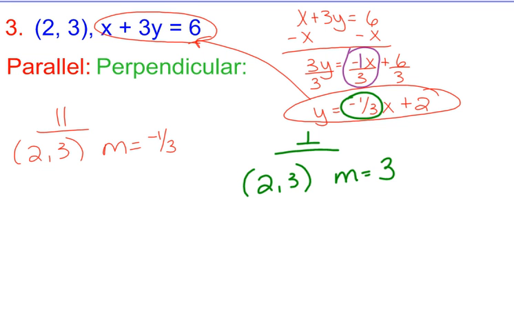So for the first one, your point slope form is y minus 3 equals negative 1/3 times x minus 2. Slope-intercept is y equals negative 1/3 x plus 11/3.